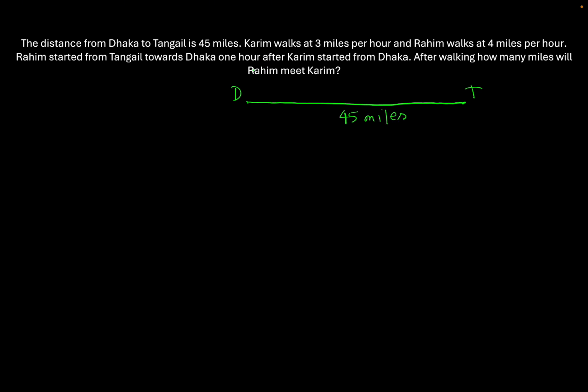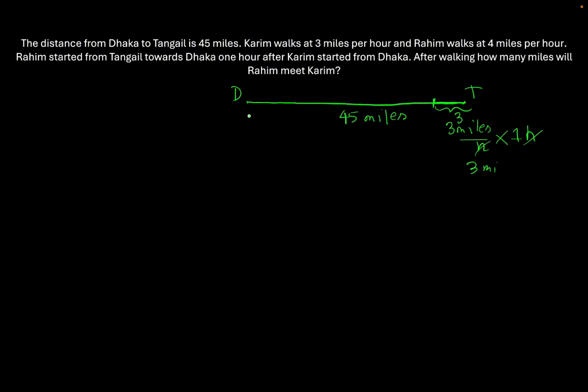Now, Karim started 1 hour earlier. So that means Karim started from Dhaka, and he crossed, suppose, this distance in 1 hour. As his velocity is 3 miles per hour, in 1 hour he actually crossed 3 miles. So it's 3 miles per hour into 1 hour, which will be 3 miles. So this distance is 3 miles.